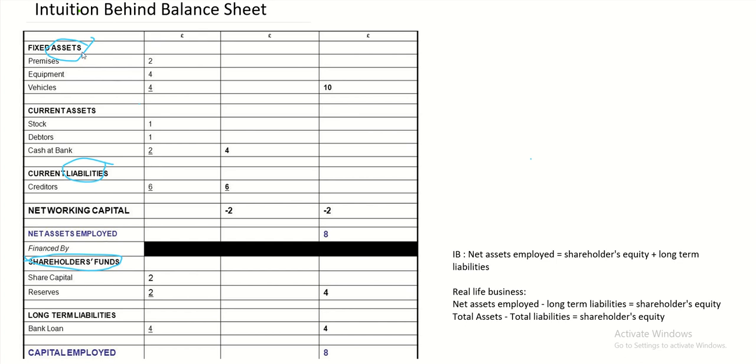Fixed assets are usually the long-term investments made by the firm to purchase land, equipment, or vehicles that are supposed to last longer than 12 months. So these are usually factors of production involved in producing the goods and services: premises, equipment, and vehicles. The second category of assets is current assets, meaning that those assets will be converted into cash in less than 12 months.